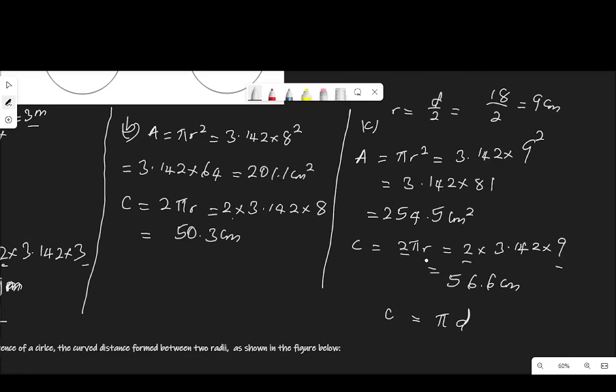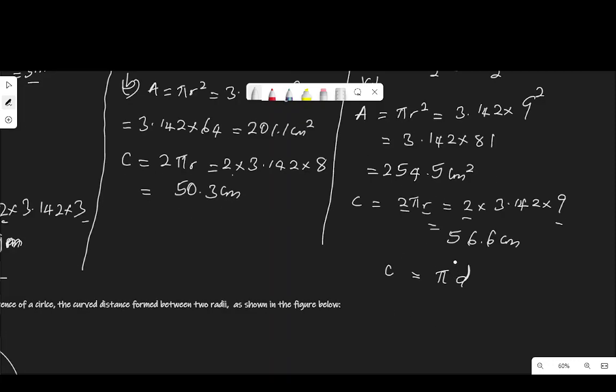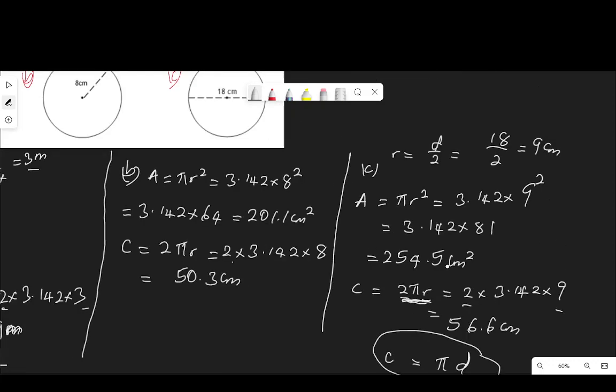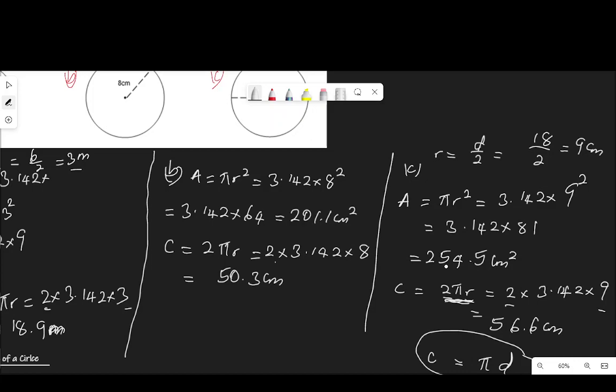Now, with this example, you can see that we can define perimeter as pi times diameter, because look at it, 2 radius give us diameter. So circumference can also be defined as pi times diameter. So when the diameter is given and you are calculating the perimeter or the circumference of a circle, you can just say circumference is equal to pi times diameter. Putting the value right away, you will get the same thing. So that is that for example 1.